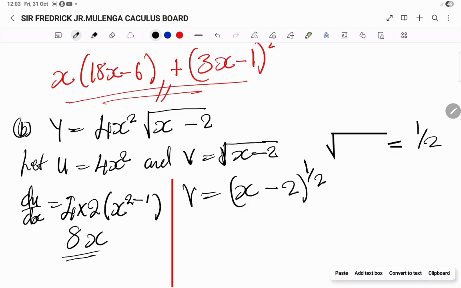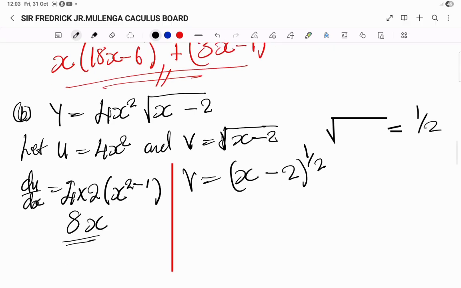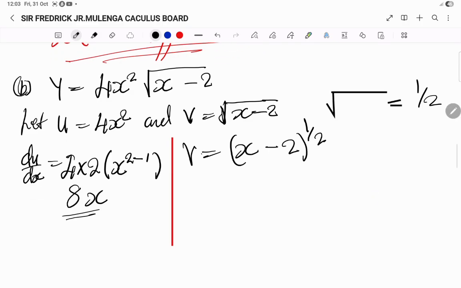Okay, if you are given this type of question, you first remove the square by writing it in that form. So now what are we having? It has taken us back to the chain rule, and we know how to deal with the chain rule.